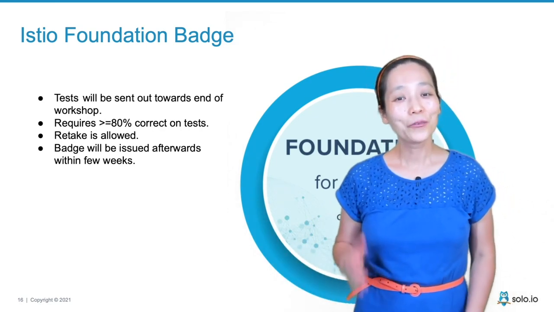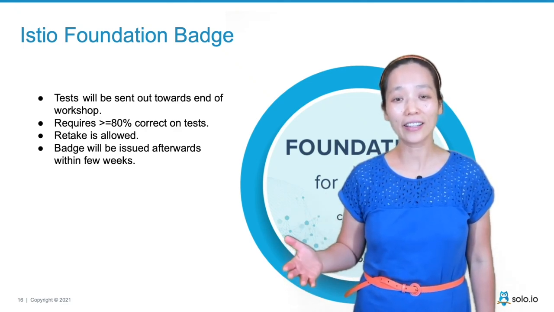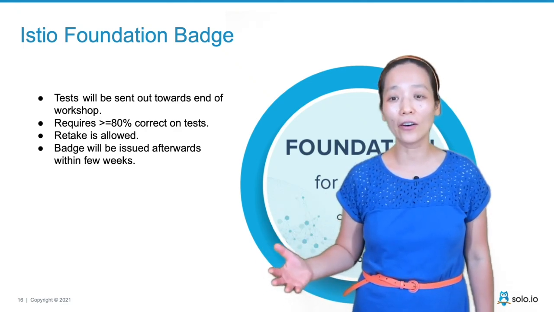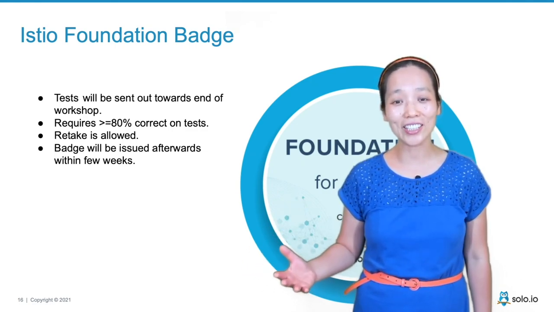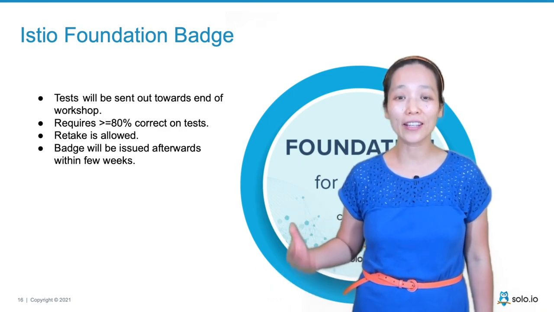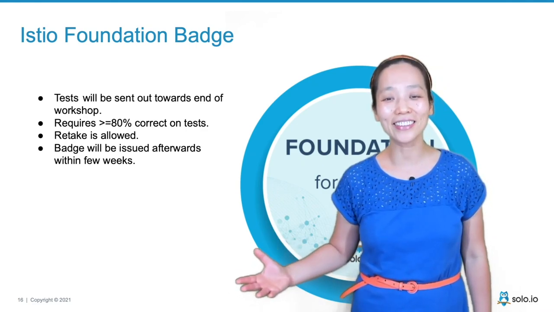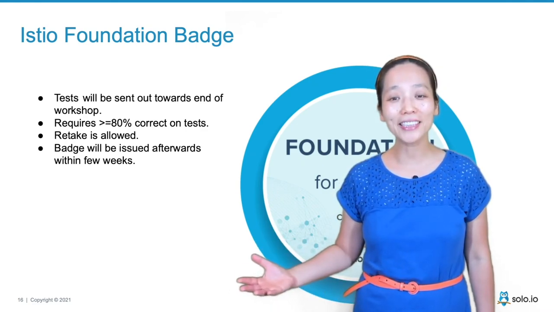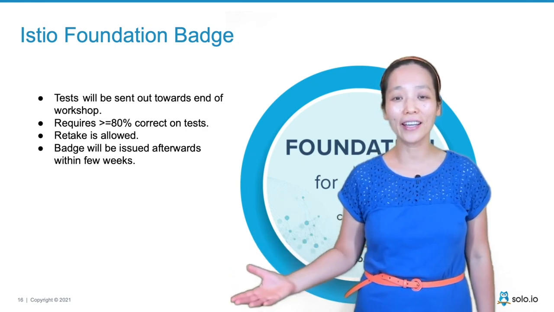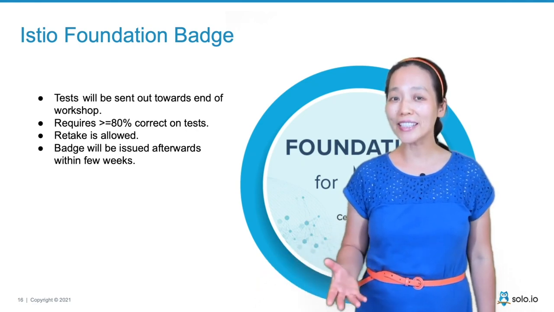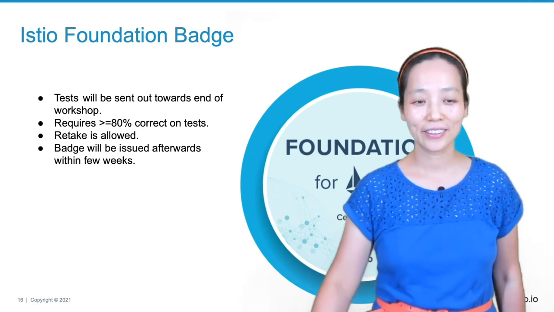Today, we're going to talk about this foundation badge. This is the Get Started Istio badge offered by Solo. It essentially teaches you how to get started with Istio and what the best practices are, and we actually have a test at the end. We require 80% passing on our test, and you can retake if needed. We will issue the badges in the next few weeks after you take the test.